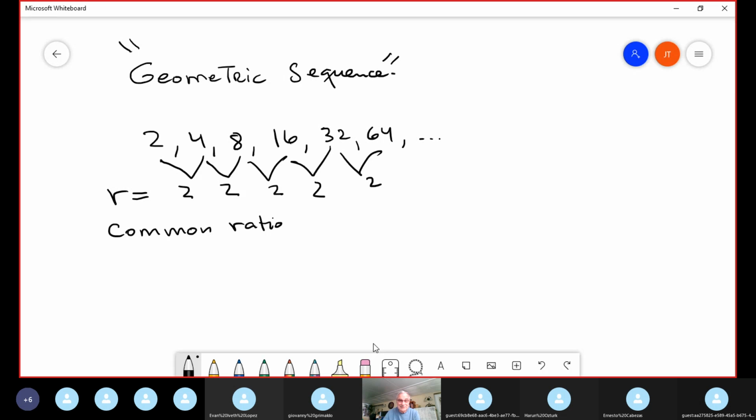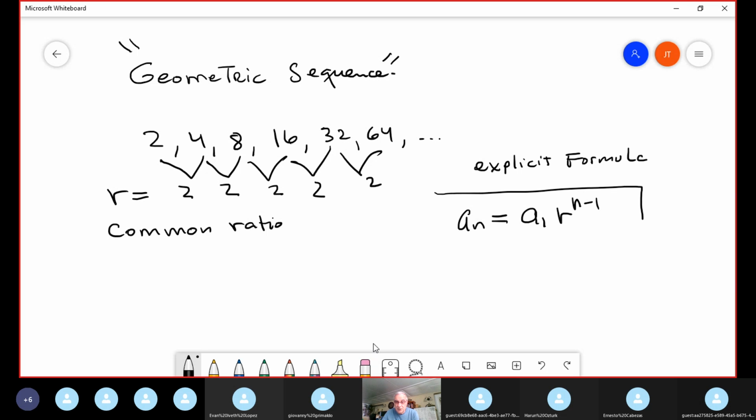So the common ratio is R. In this case, the constant is 2. Therefore, it's a geometric sequence. A sub n for the geometric sequence is A sub 1, the first term, times R to the n minus 1. This is the general formula.